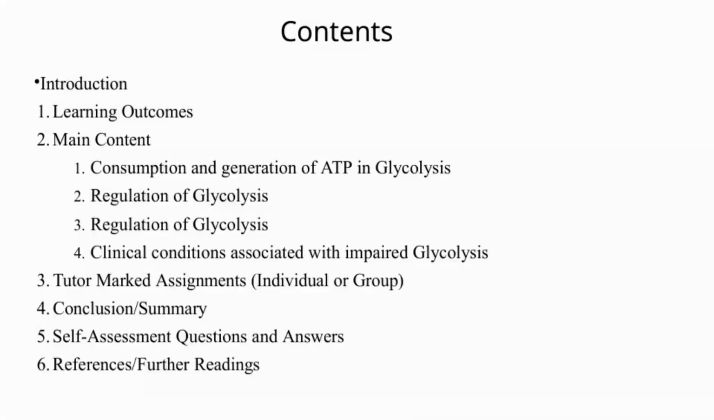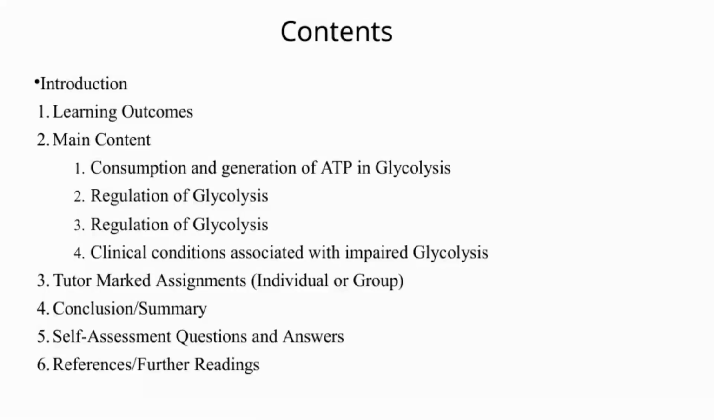We'll also examine how this process is regulated at different points, ensuring efficient energy production. Additionally, we'll explore some clinical conditions that arise when glycolysis is impaired, highlighting its importance in health and disease. After that, there will be tutor-marked assignments, either individually or in groups, to reinforce your understanding. We'll conclude with a summary of key points and then provide self-assessment questions and answers to test your knowledge. Finally, we'll share references and further readings for those interested in exploring the topic more deeply.